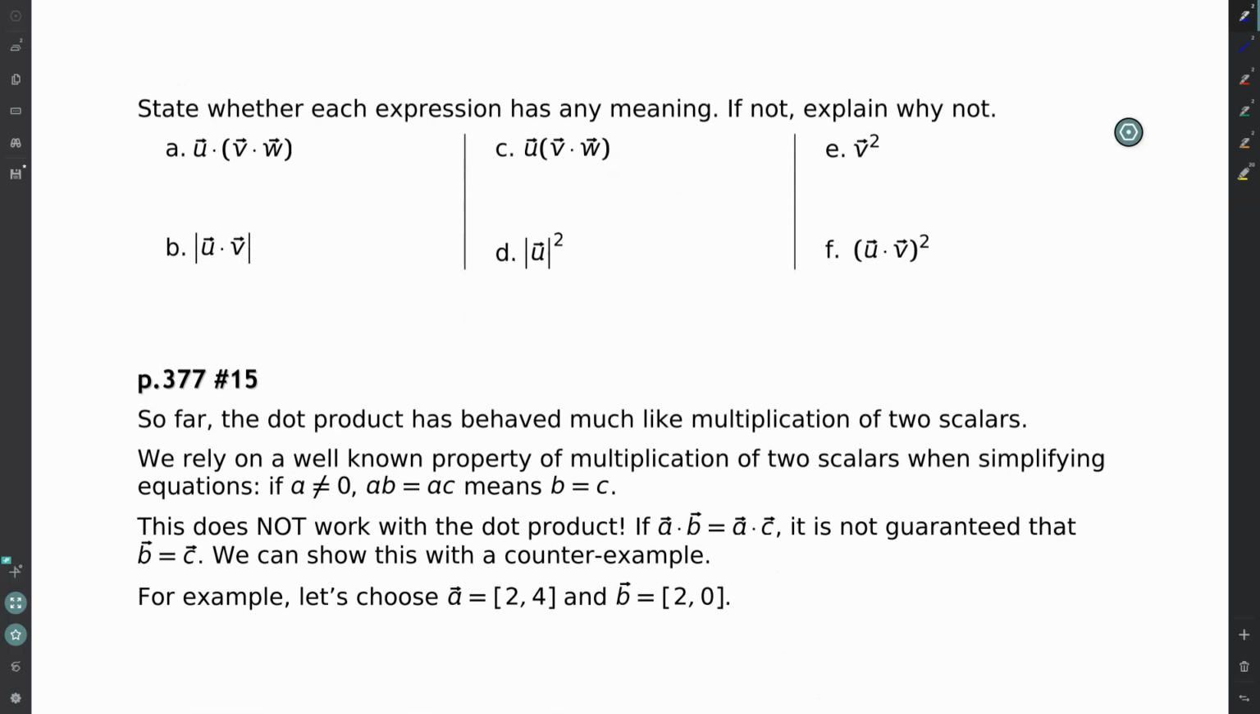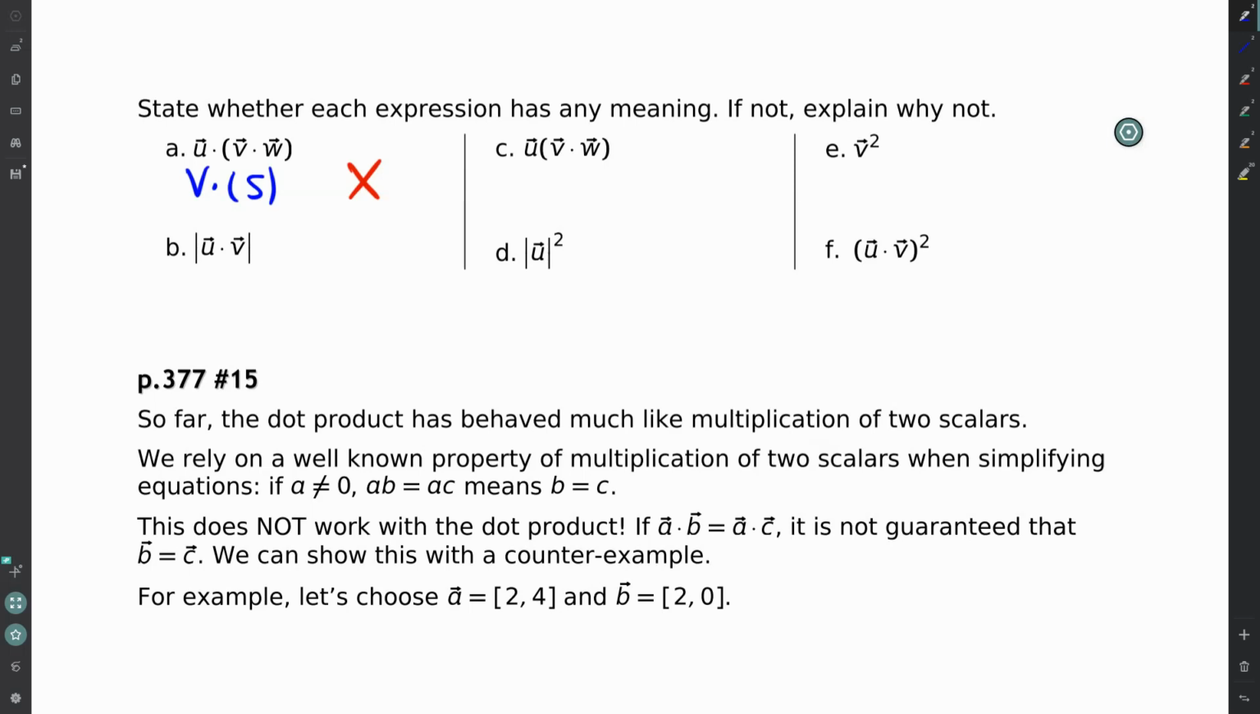We apply BEDMAS, and what we're going to do is just write down the kind of result we get. In part A we've got U dot, and then brackets V dot W. V dot W, that's a dot product. It's going to give us a scalar. U is a vector, and we just said that you can't dot a vector and a scalar. So this one does not work, because we're trying to dot a vector and a scalar.